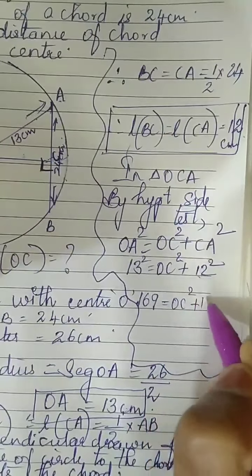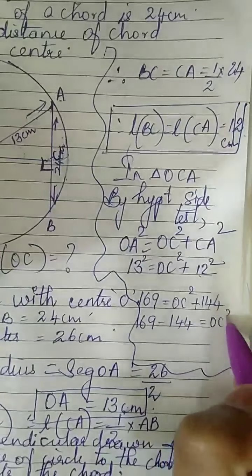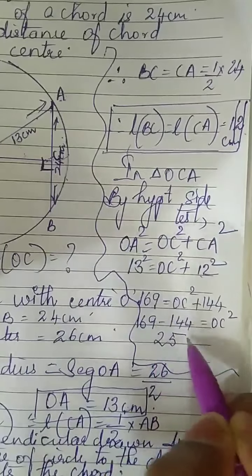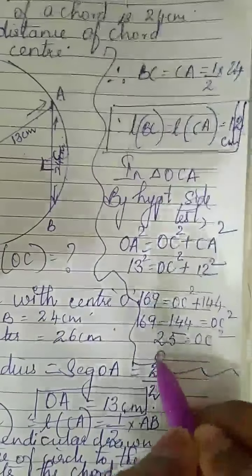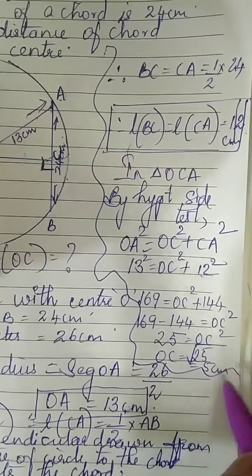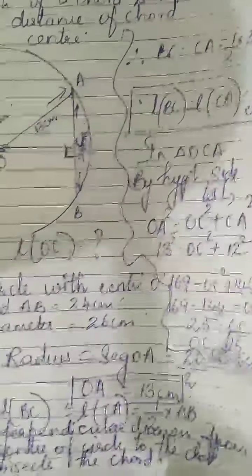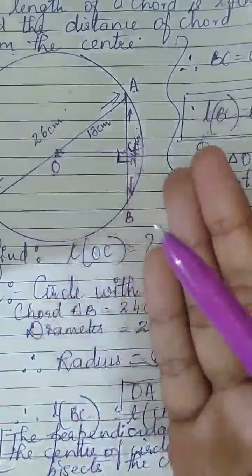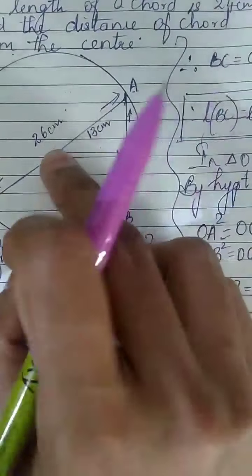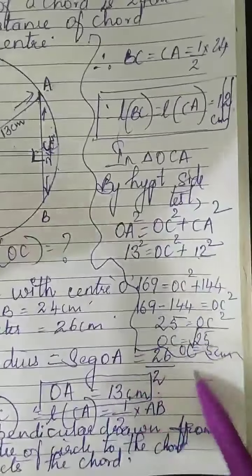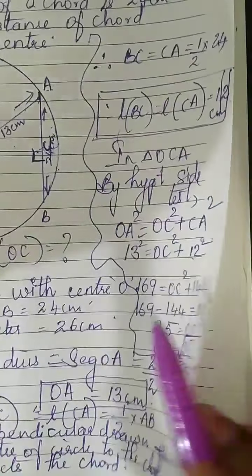So 13 square is 169 is equal to OC square plus 144. 169 minus 144 is equal to OC square. 9 minus 4, 5. 6 minus 4, 2. So how much will be OC? OC will be square root of 25, which is equal to 5 centimeter. Okay, so simple. Very easily you got 5 centimeter. That is the question. Distance of the chord from the center is 5 centimeter. Write the final answer in full sentence: Distance of the chord from center is equal to 5 centimeter.